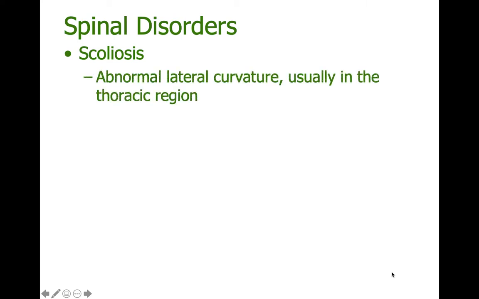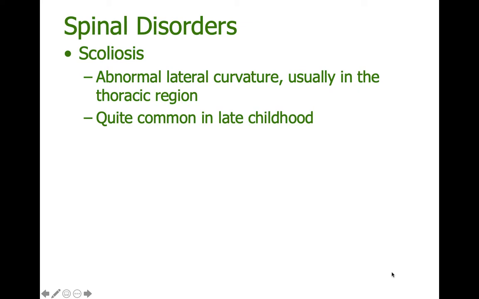The last bit about our disorders of the skeletal system involve the spine. One of the more common, and you've probably heard about, is scoliosis. Scoliosis is an abnormal lateral curvature, usually in the thoracic region. What we're talking about is the thoracic vertebra, the 12 vertebrae that we identified in lab. There's an abnormal lateral curvature. There is typically an anterior-posterior curve to the thoracic region. We're talking about a lateral curve to one side or to the other, to the left or the right.